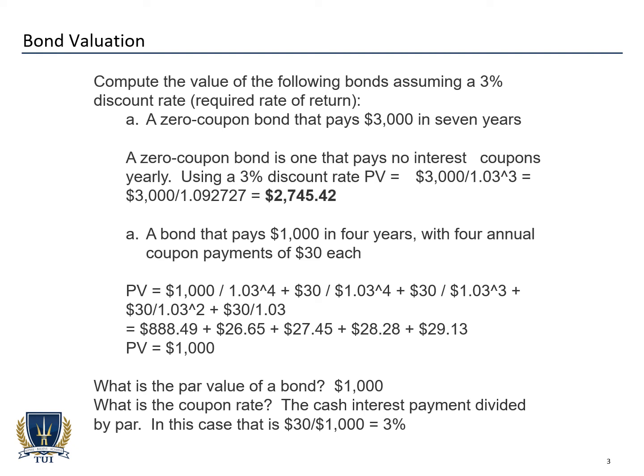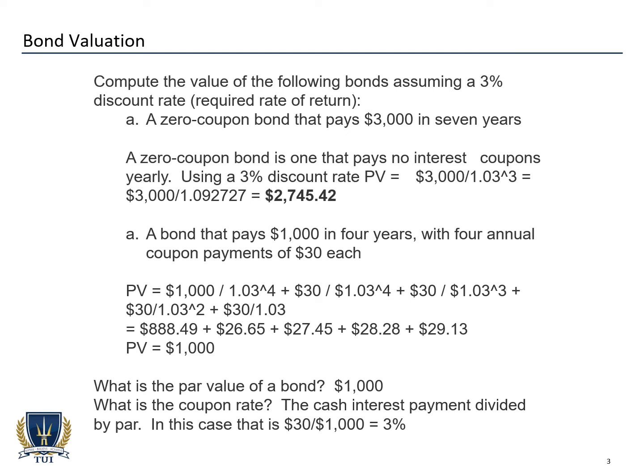I'm sorry, the fourth payment does get discounted. So the way it's going to be is you're going to have 1,000 divided by 1.03 to the fourth power plus 30 divided by 1.03 to the fourth plus 30 divided by 1.03 to the third, plus 30 divided by 1.03 to the second, plus 30 divided by 1.03.